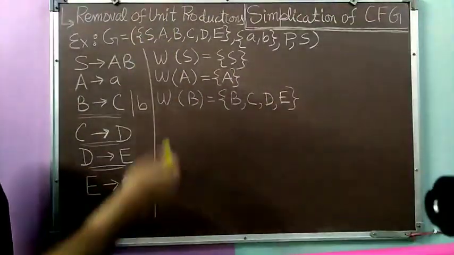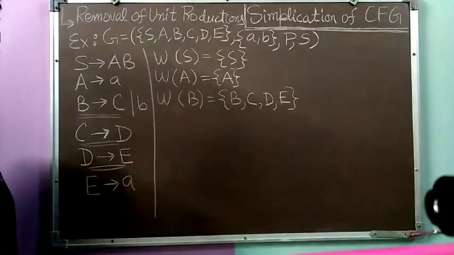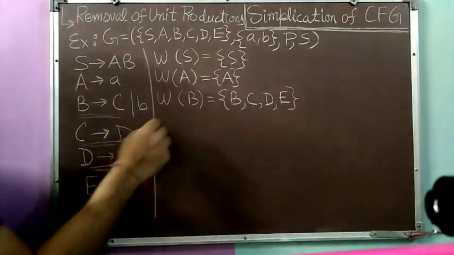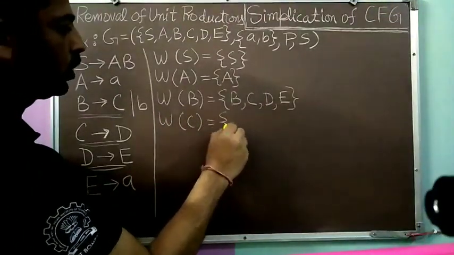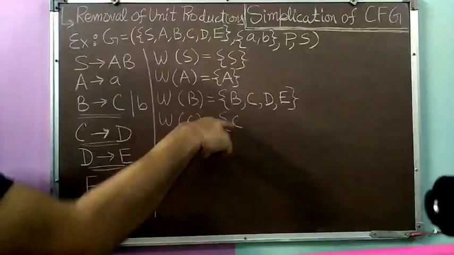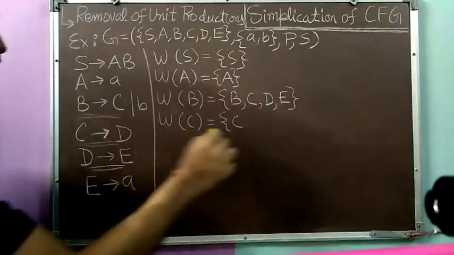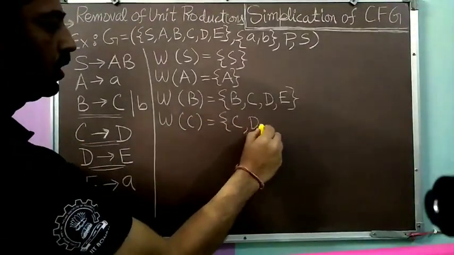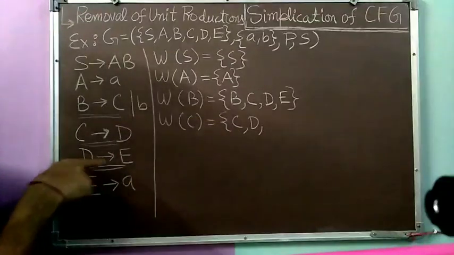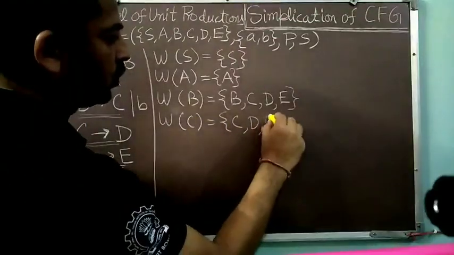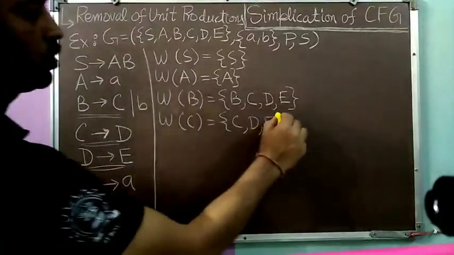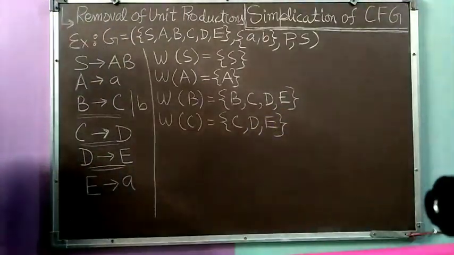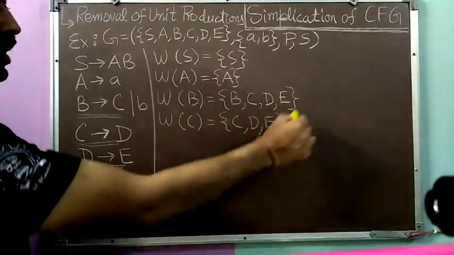In this similar manner, we will find the W of each variable. We have found up till B. Now we will find W of C. W of C will start with C, and then I have to look at the unit productions of C, C to D. So D will be included. Then I have to look at the unit productions of D. Yes, D to E is a unit production, so E is also included. And E does not have any unit production, so my process will stop here. So W of C is equal to C, D and E.